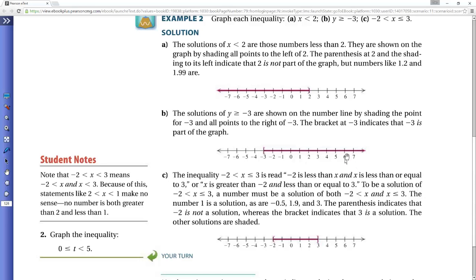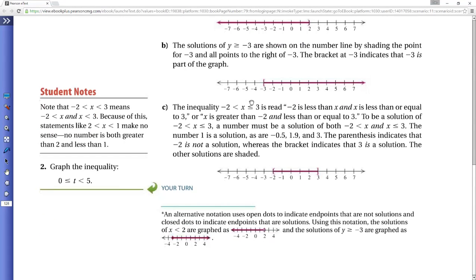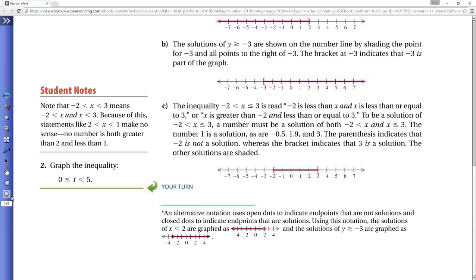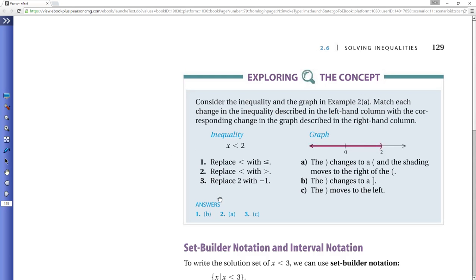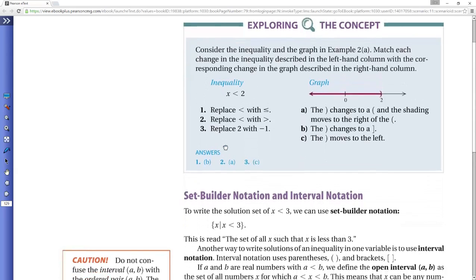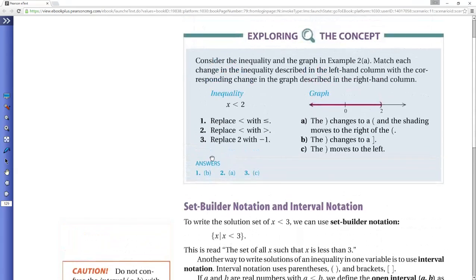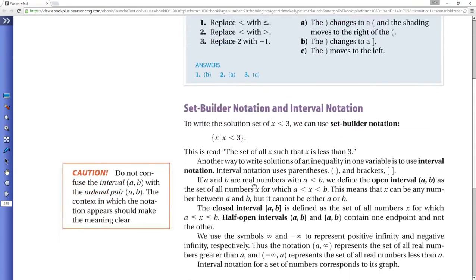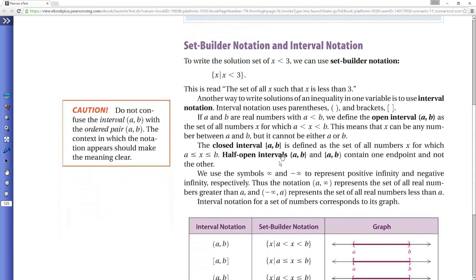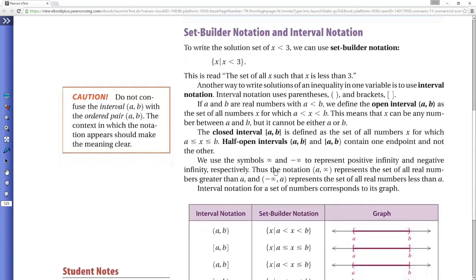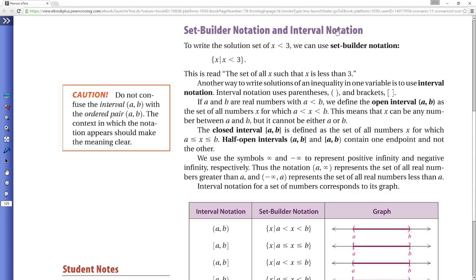So here's that picture. Now when we include negative 3 at our border here, it's a square bracket instead of this curved bracket, which means it includes that negative 3. And then they're talking about some stuff. And now they get into defining what we were seeing in those pictures, set builder notation and interval notation.